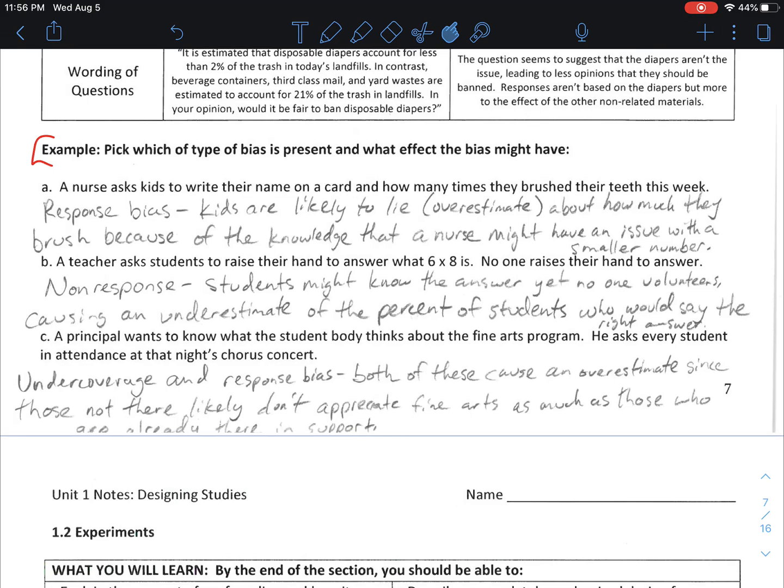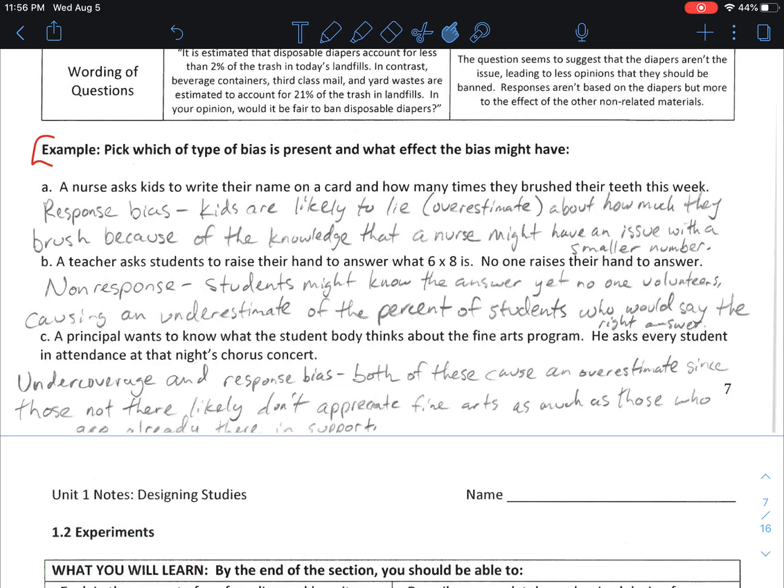All right, so the first one, I kind of gave that one already. I kind of said a dentist, now it's a nurse. Maybe you missed it. I don't know. Response bias: kids are likely to lie, specifically an overestimate of how much they brush their teeth, because of the knowledge that the nurse might have an issue with a smaller number.